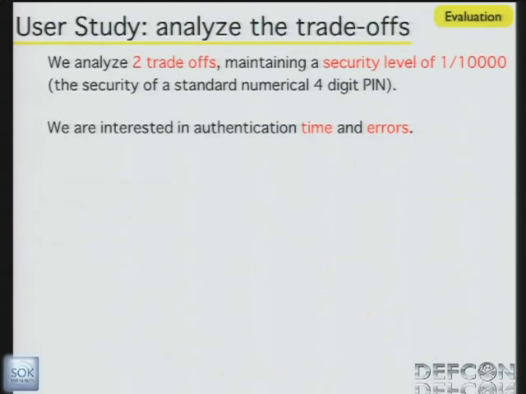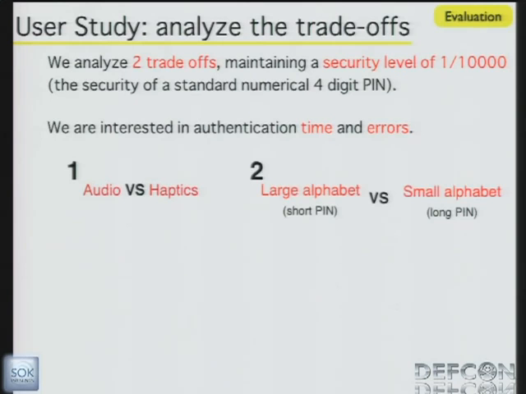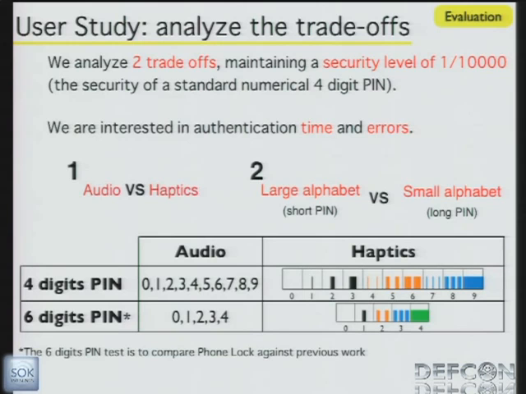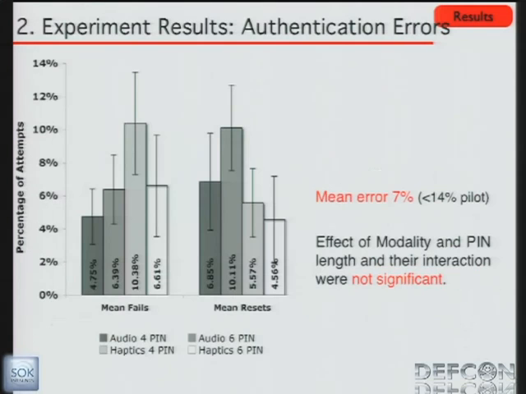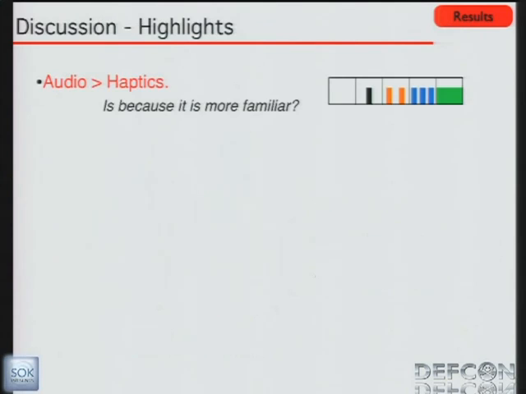In the full study, two trade-offs were analyzed. So maintaining the same security level, looking at, first of all, the two modalities, and then a 4 digits from 10 alphabet, and then a 6 digits from 5. Both of them have acceptable security, and the 6 digits one allows us to compare to the tactile keypad. So the results of that showed, first of all, audio is much quicker than haptics, regardless of pin length. And there's, again, a lot of variance in the error, such that we didn't get a statistically significant result from error rate. So overall, the audio was better than the haptics, perhaps because it's more familiar.